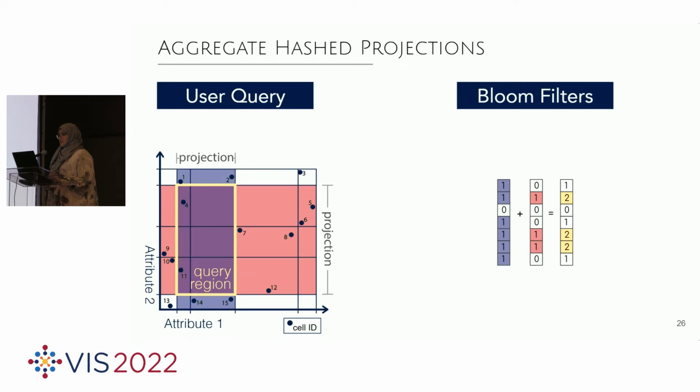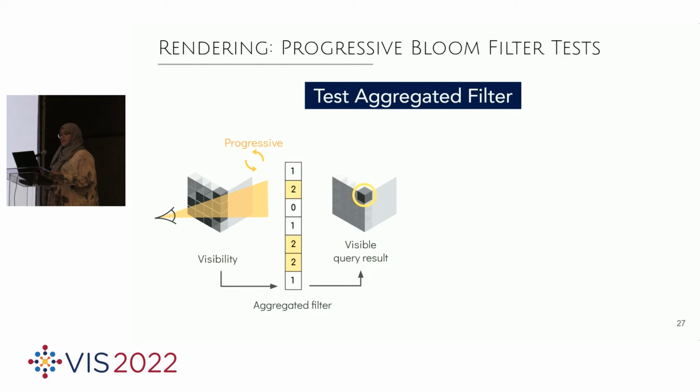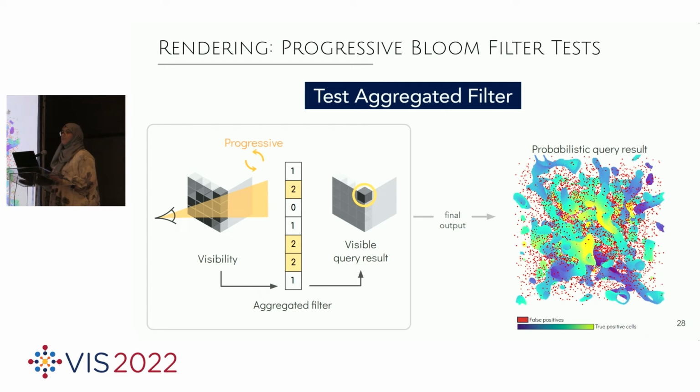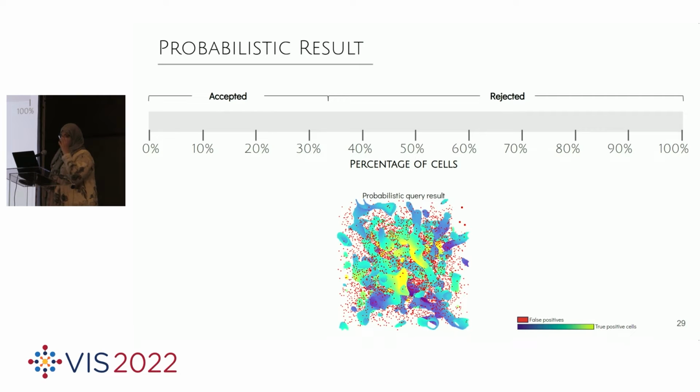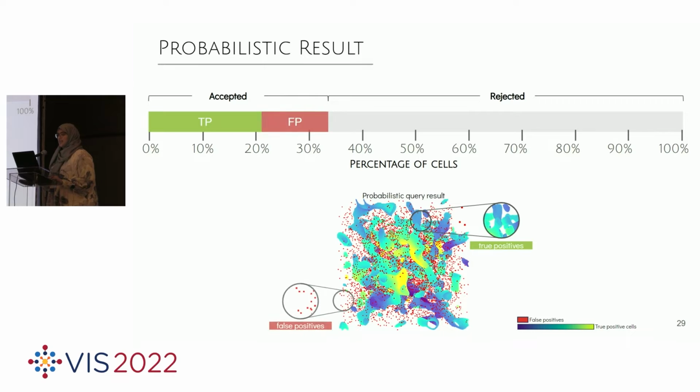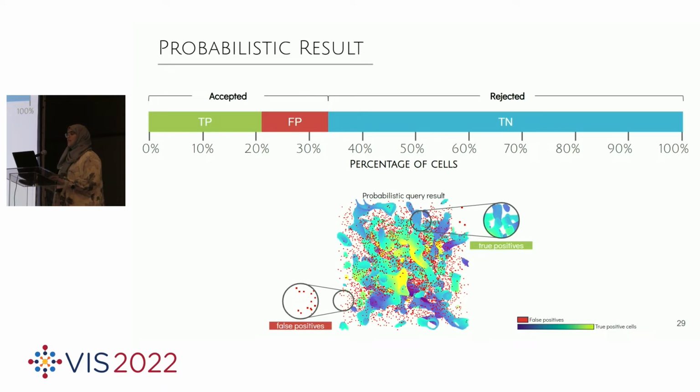So if we are doing that in a rendering pipeline, we will receive the set of all the visible cells, and then we can test their IDs against this aggregated Bloom filter that we counted in the previous stage. This can be done progressively until we actually get a probabilistic query result. If we look at the probabilistic query result, the colorful points here are the true positive cells, the red cells are the false positive cells, and the true negative cells are the ones that have not been rendered.